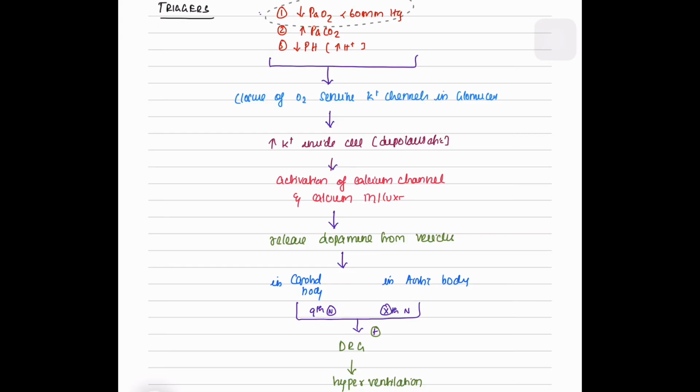When hypoxia occurs, the oxygen-sensitive potassium channels in the glomus cells are closed, which results in increased potassium inside cells, causing depolarization. This causes activation of the calcium channel and calcium influx, resulting in release of dopamine from the vesicles. The carotid body and the aortic body through the 9th nerve and the 10th nerve activates the dorsal respiratory group of neurons, resulting in hyperventilation, which expels out CO2.